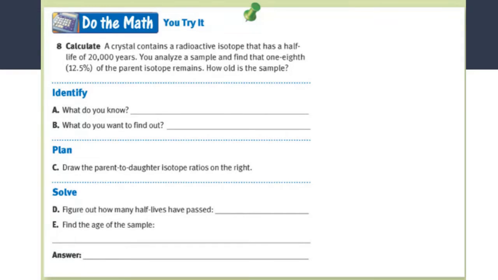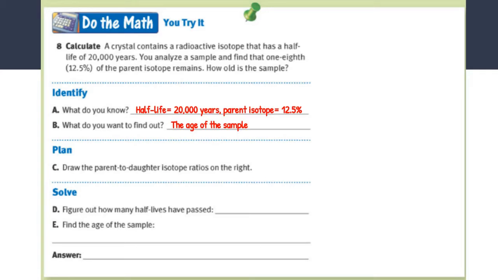Well, let's pick out what we know from this information. We know that the sample has a half-life of 20,000 years, and we know that there is 1/8 of the parent isotope left, or 12.5%. What are we trying to figure out? Just like in the last problem, we want to know the age of the sample.